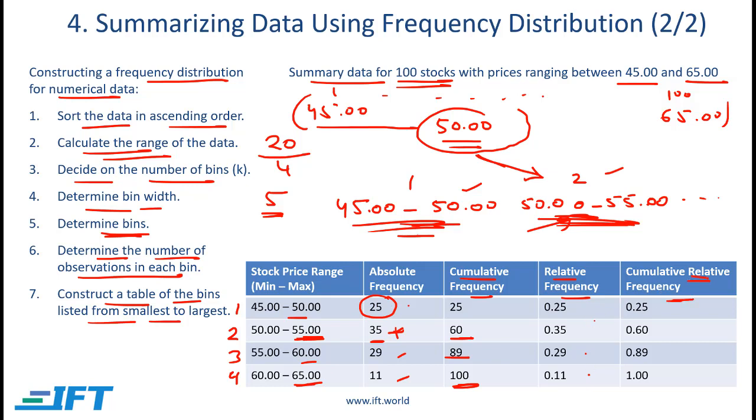Cumulative relative frequency is the sum of everything till that point. So 0.6 is equal to 0.25 plus 0.35. 0.89 is equal to 0.25 plus 0.35 plus 0.29. And then obviously, when we get to the final number, which is 65, then the cumulative relative frequency is 1, or we can say this is 100%. One final note of caution: if we have a stock that is at 65, then obviously with this stock, we don't really have an option to put this in another bin. So a stock that's at 65 will go into this final bin.